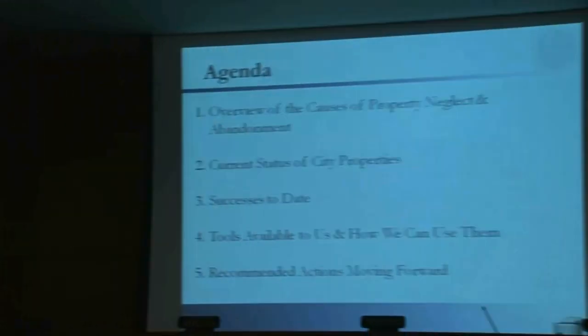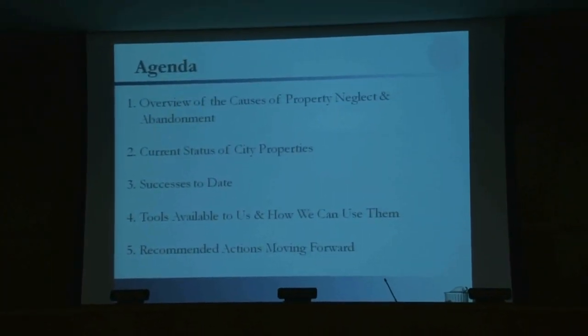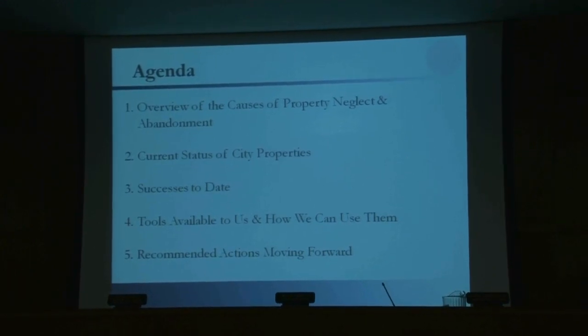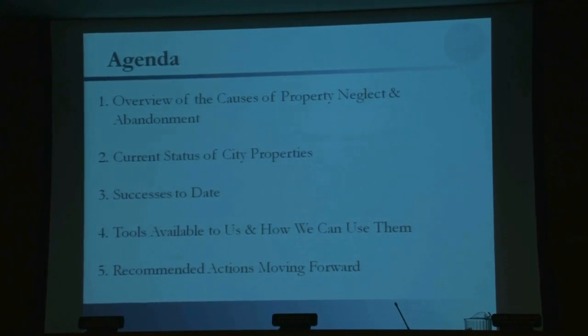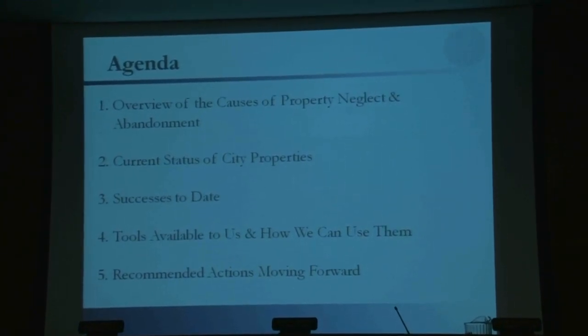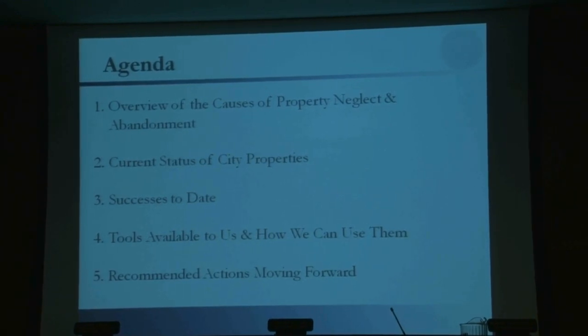So real quick, the agenda: we're going to talk a little bit about the causes of property neglect and abandonment. We're going to talk about our current status of city properties, what we know today. Now, there is a data collection process we've been engaged in, so we don't have all the information, but we have some good understanding of how things are today. Then successes to date, tools that we think we can implement here that will bring some solutions to the table, and recommended actions moving forward. That includes a timeline and some action items.